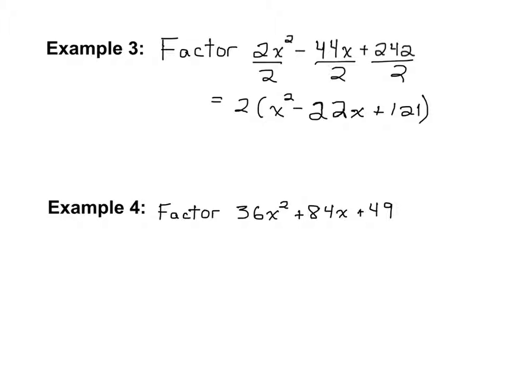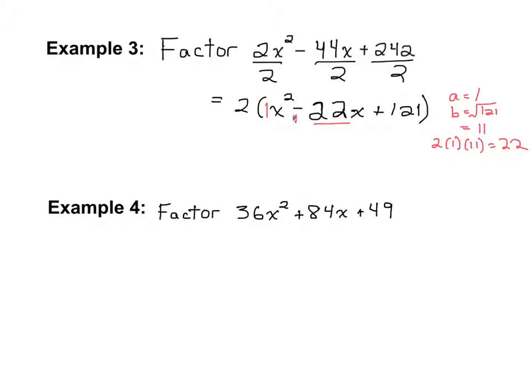X squared is a perfect square, and 121 is a perfect square, and we will find that 2 times a times b equals 22. So let's identify our a value and our b value. A value is just going to be 1, because there's a 1 in front of the x squared, and the square root of 1 is still 1. Our b value is the square root of 121, which is 11. And 2 times a times b is 22. So that is the middle coefficient.